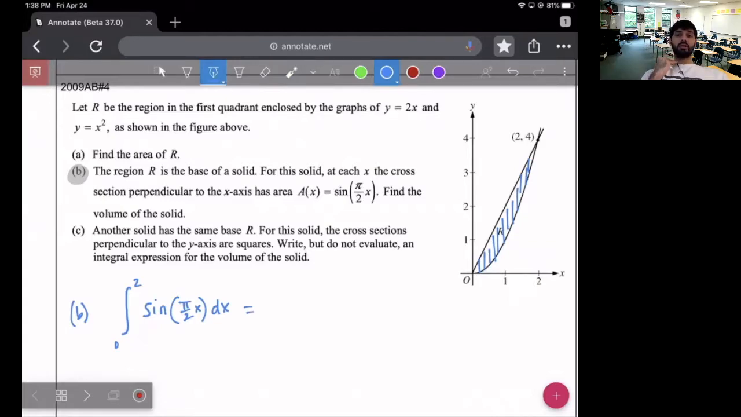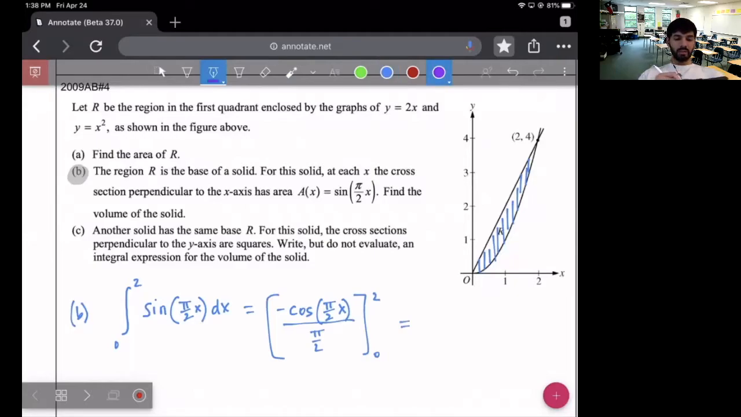It should be able to be done without a calculator. So let's go ahead and integrate this. The antiderivative of sine is negative cosine of pi over 2 times x. But since this is something other than x and it has just an x to the power of 1, I need to divide by pi over 2. And I'm going to evaluate this from 0 to 2.